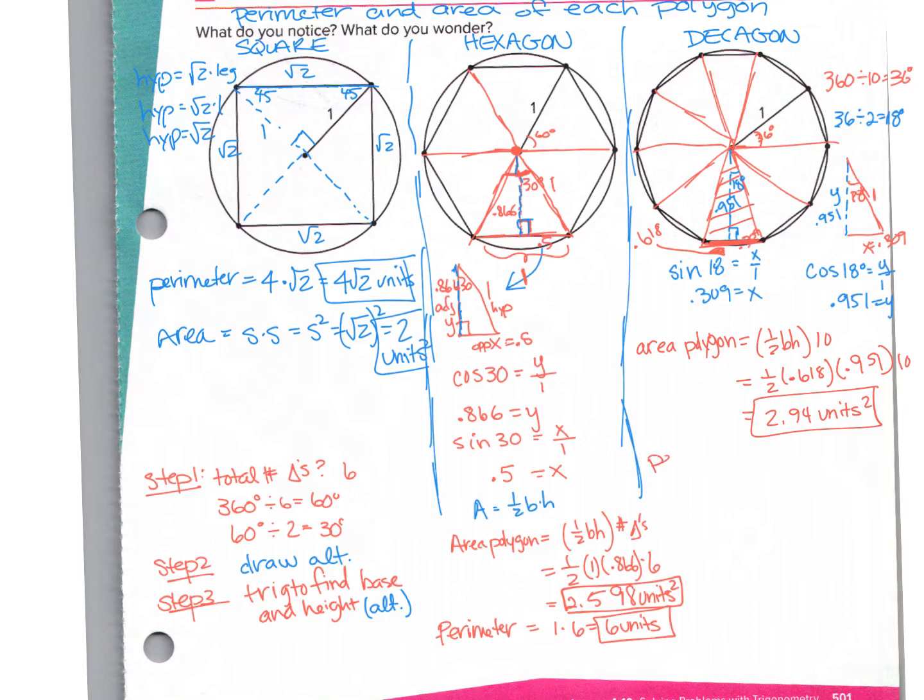So now what about my perimeter? Well, I have 10 sides, and they are all 0.618 in length. So my perimeter would be 6.18 units.